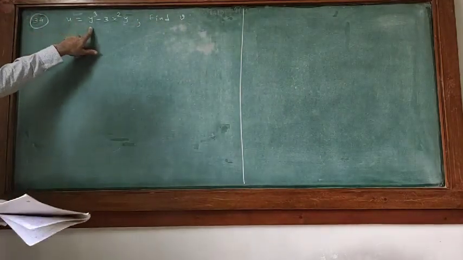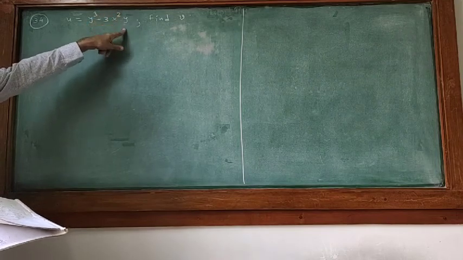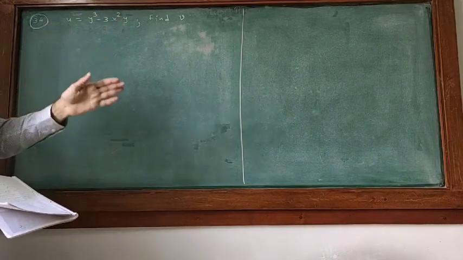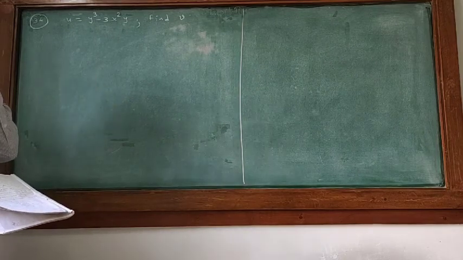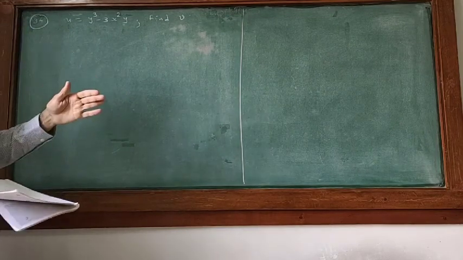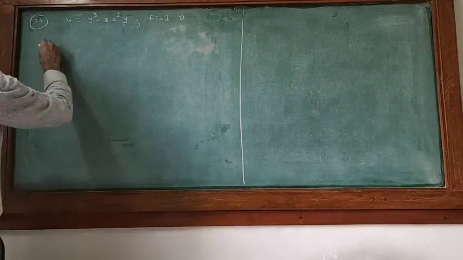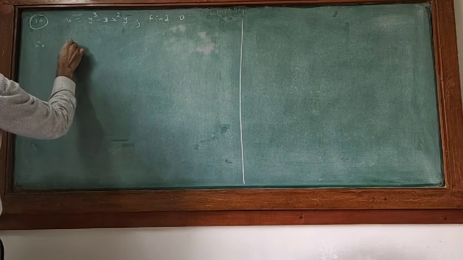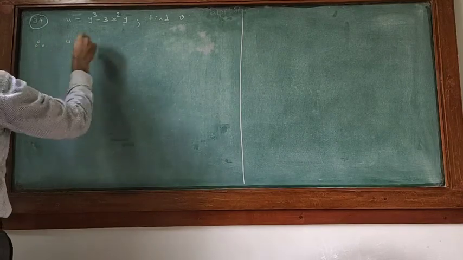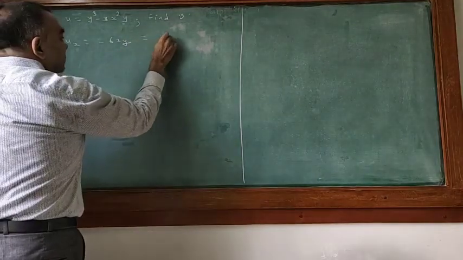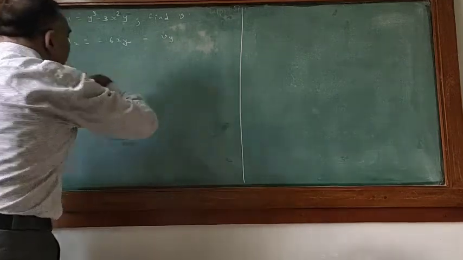U equal to y cube minus 3x square y. U is given. CR equations are already satisfied, that we have in mind. And we wanted to find small v. So we start with ux, which is minus 6xy, and that is equal to vy.